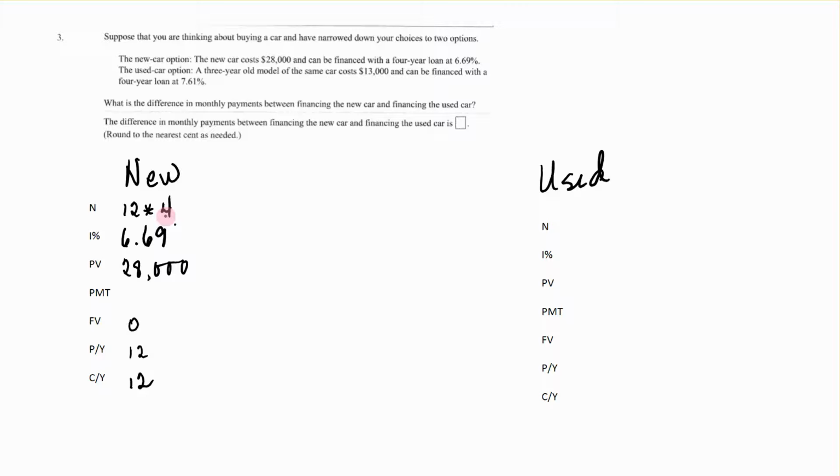Used car. You have an interest rate of 7.61. The present value is only $13,000. The future value is still 0. We're still paying it monthly. And for this one, it is a 4-year loan also, so it is 12 times 4. It seems like what's different is the amount of the loan, which is the present value, and the interest rate. So let's take a look at the new car.